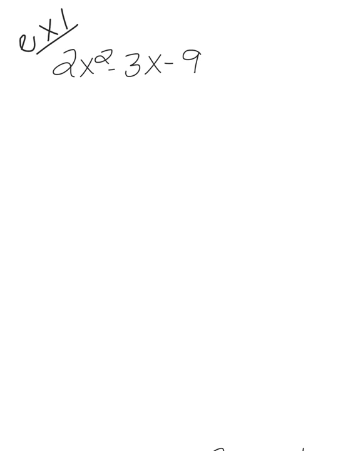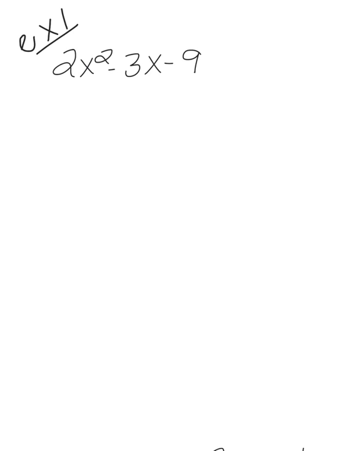This is a video on how to factor using the X method. The first thing you always want to do when factoring is look for the GCF. So is there any number I can divide 2, 3, and 9 by? And in this case, there's not.